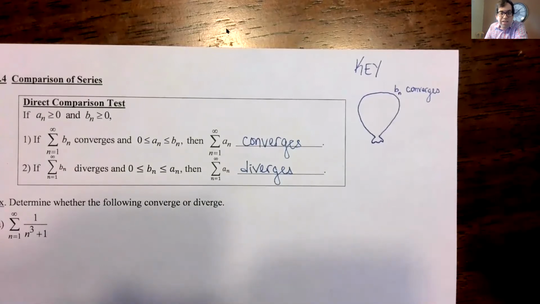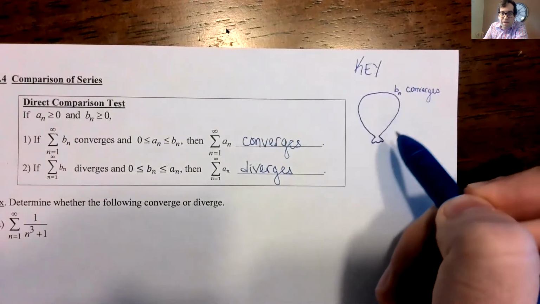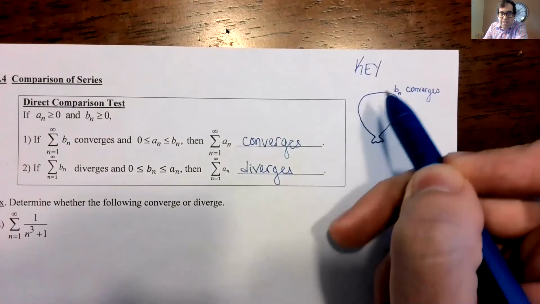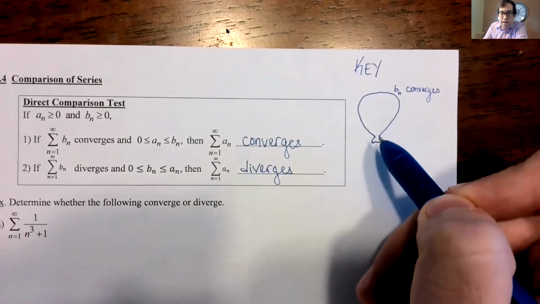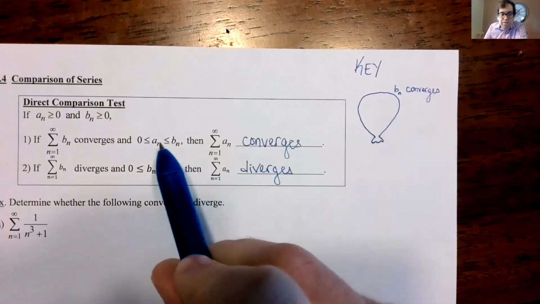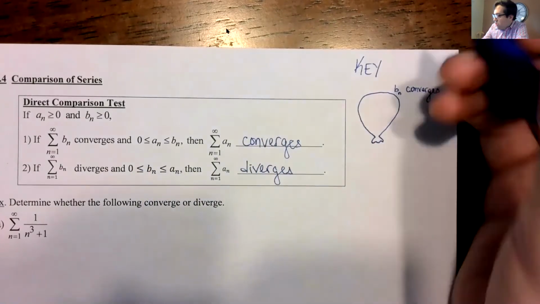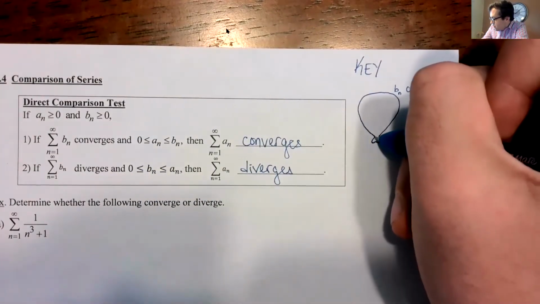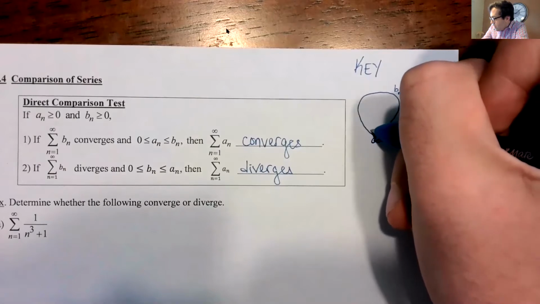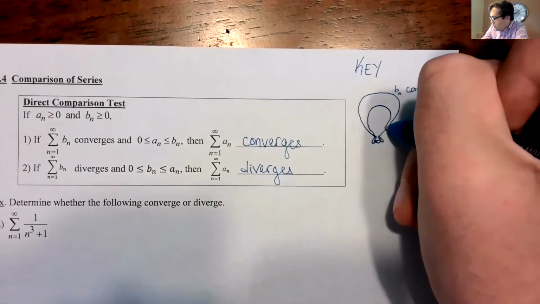Well, it's not necessarily given. We don't necessarily know what the sum is, but we know that it's not infinity. So this is a finite quantity of air in this balloon. And if we have some other series, A sub n, where every term is smaller, it's going to be a smaller balloon.